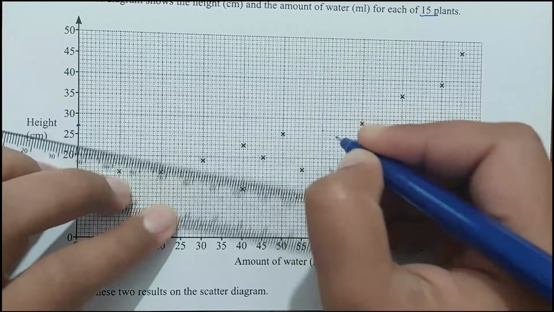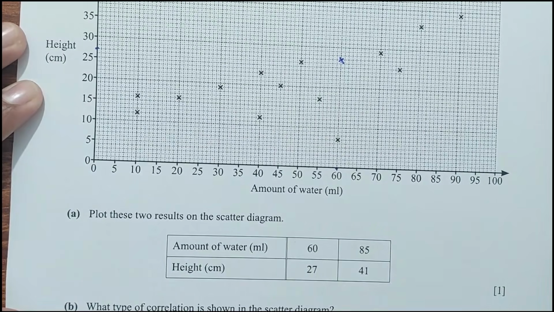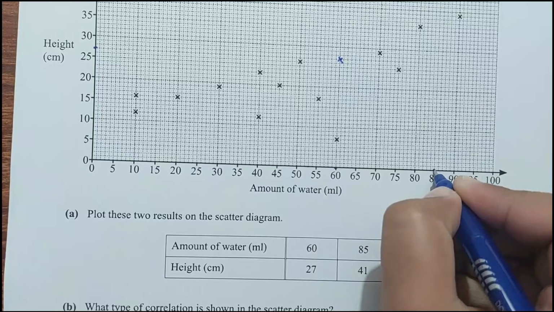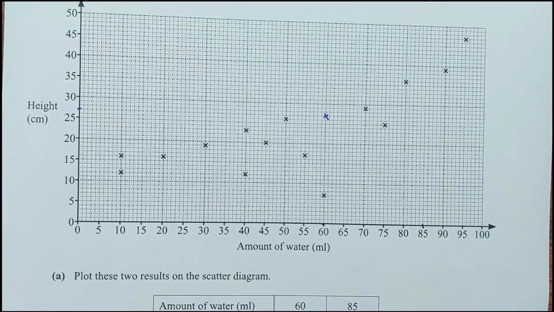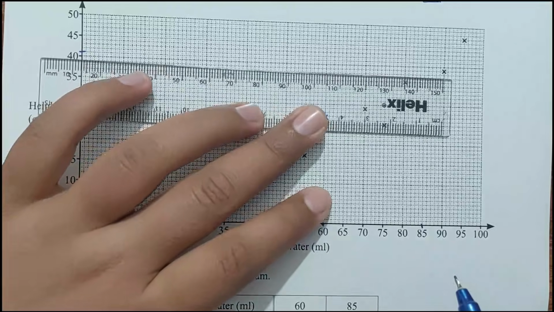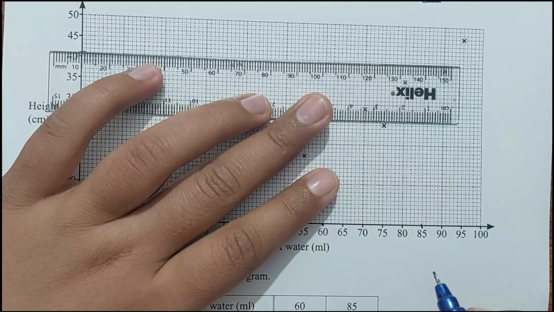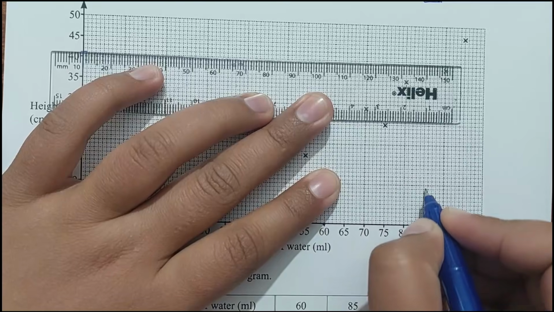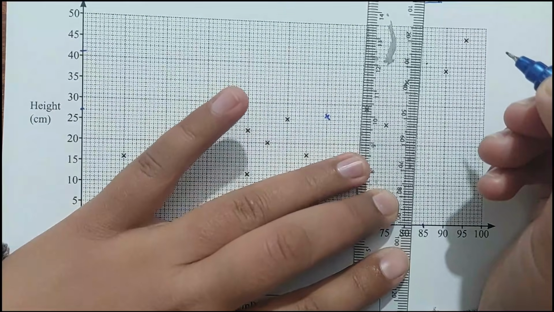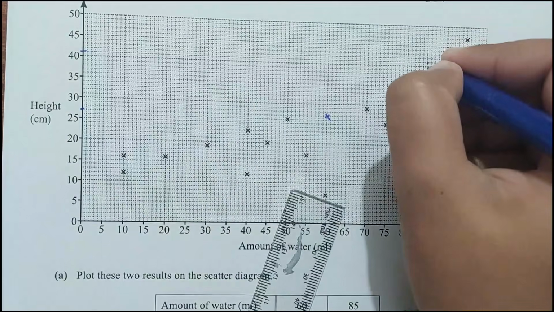And this point is 60. Right. The next is amount of water is 85 and the height is 41. So this is 85 and we have to find 41. This is 41. Okay, this point. And 85 is this line. Yes, this is 85.